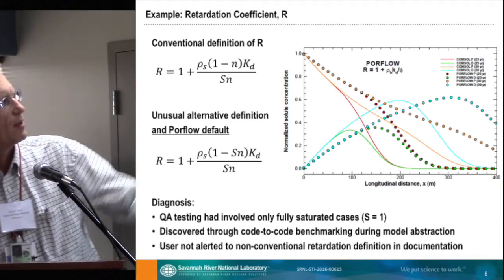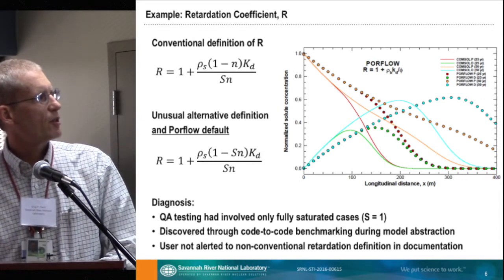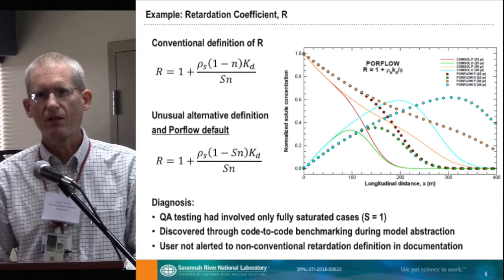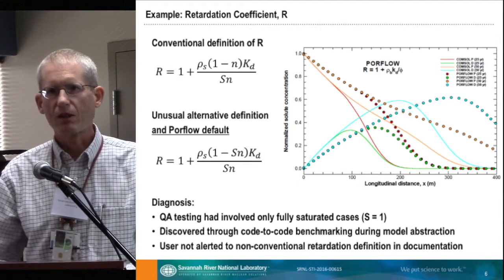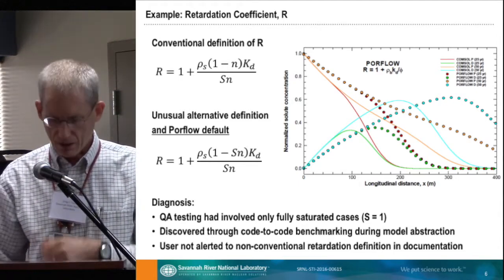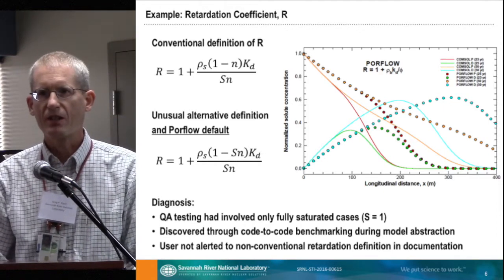coefficient, and it showed up in some of the plots there, for example, on the right, where you see the circles which represent PoreFlow compared to the benchmarking alternative. You see slower release breakthrough curves, so reflecting a higher retardation coefficient. So when we pulled the thread on this, how did this happen?